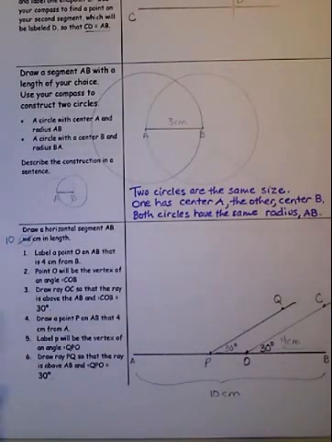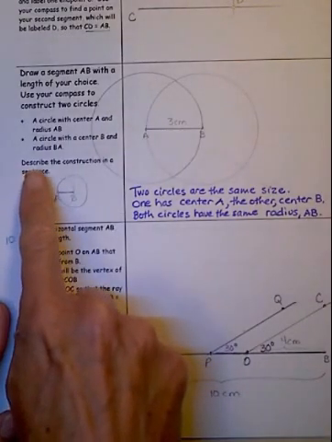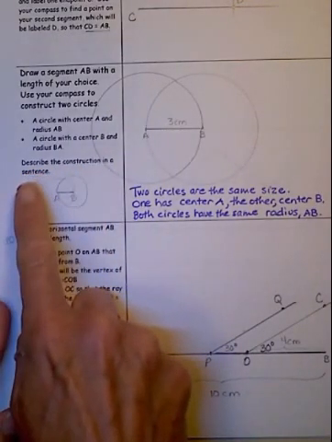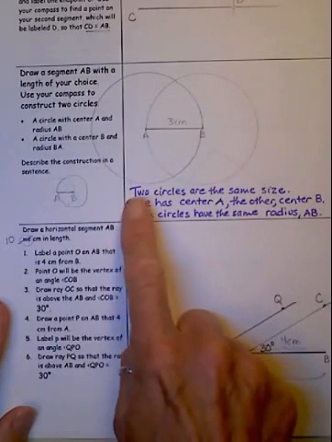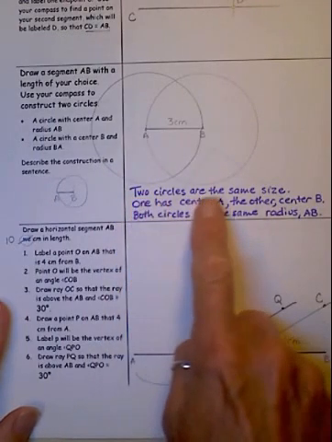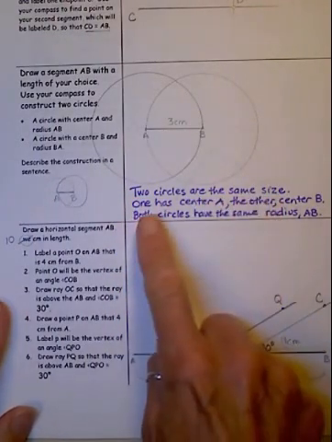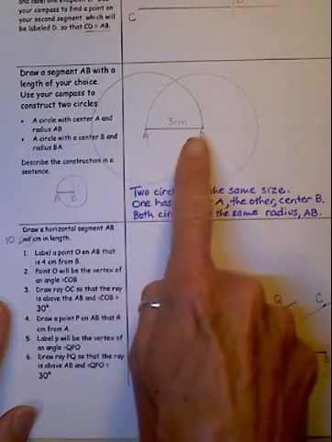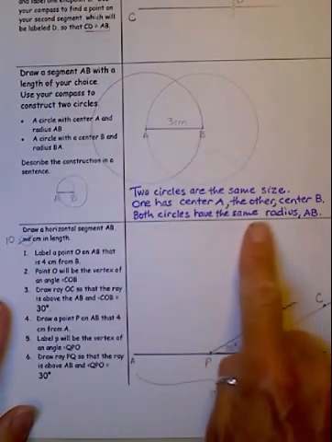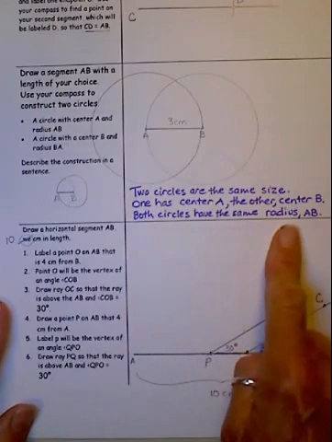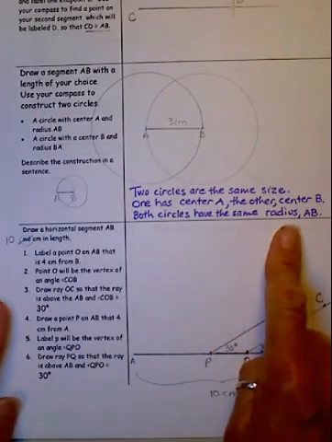Before we turn to page 40, I wanted to go back over this. It said to describe the construction in a sentence. So for this problem, notice that the two circles are the same size. One has center A and the other has center B, and both circles have the same radius, AB. Pause the video and copy that into your notes.